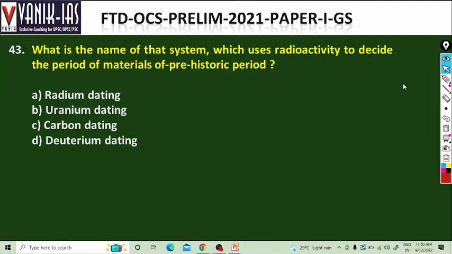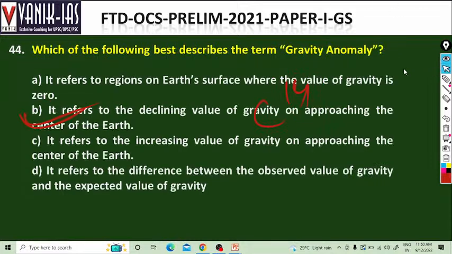What is the name of the system which uses radioactivity to decide the age of materials from the prehistoric period? That is carbon dating, right? Carbon dating means the presence of carbon-14, C14. The presence of carbon-14 is measured when a body dies. From that period, the carbon-14 present in the body starts disintegrating, right? So by the amount of disintegration we can know the age of a particular material. So that is called carbon dating, right? The presence of C14. Okay.